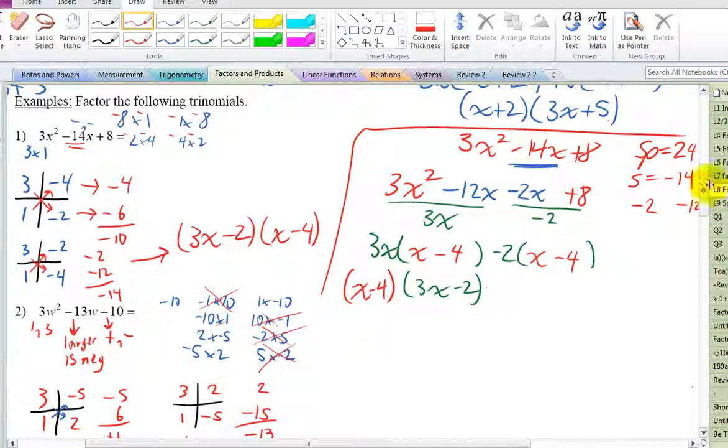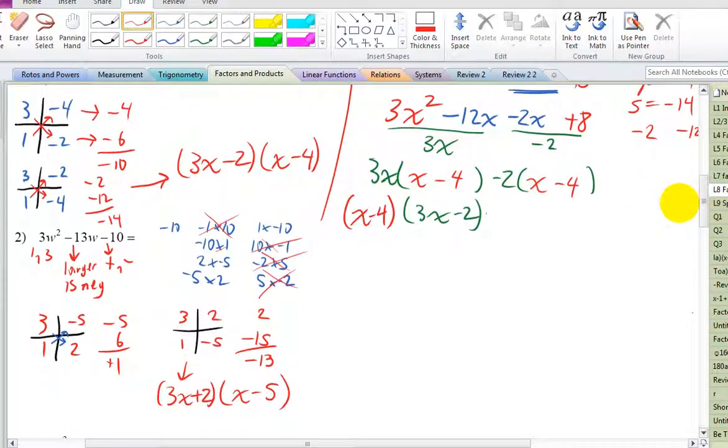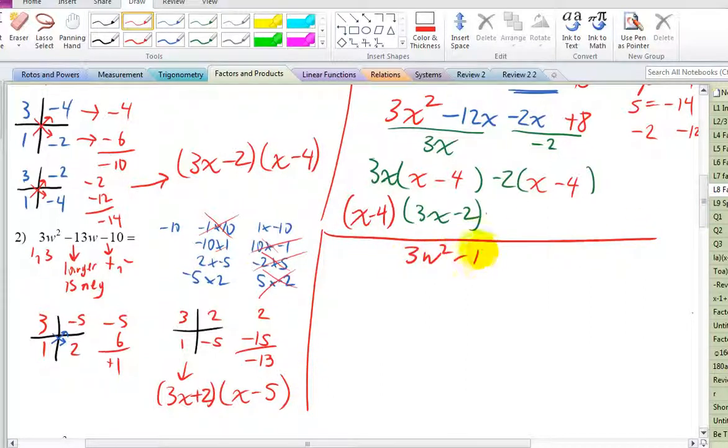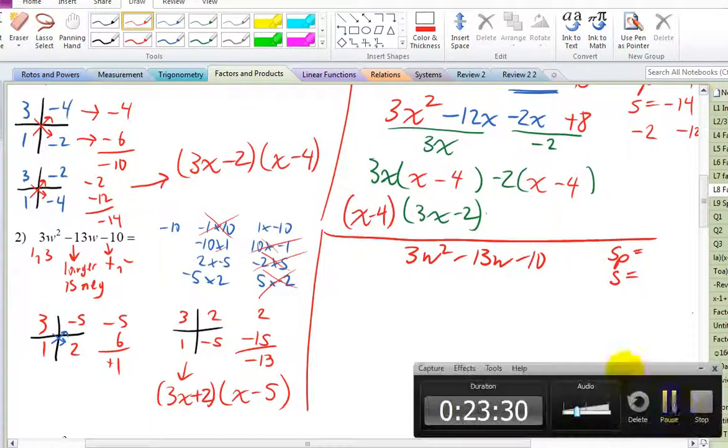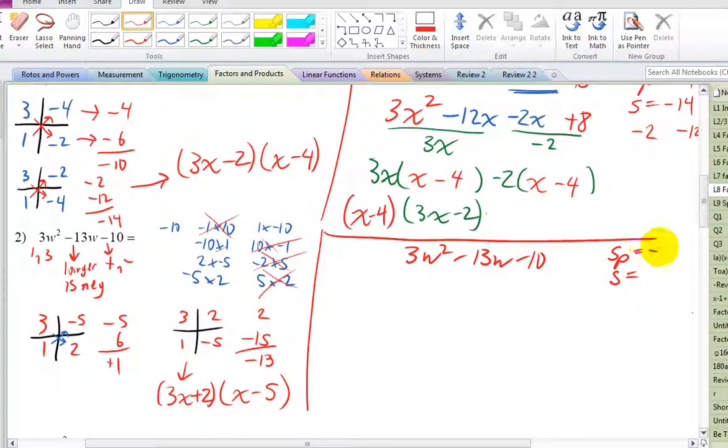All right. One more decomp, and then you can choose which one you do. Okay, so I want you to try this decomp on your own. 3w squared minus 13w minus 10. Find your super product, find your sum. Go for it. So super product's negative 30. The sum is negative 13.